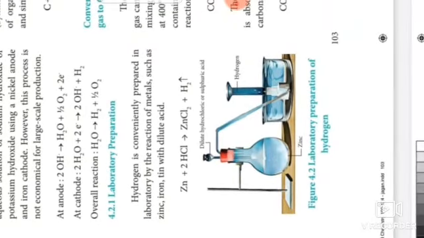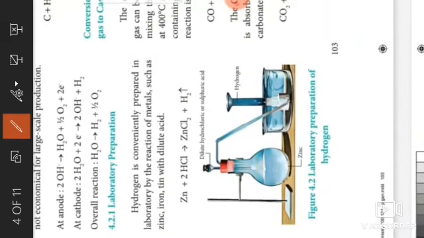Here is a round bottom flask. Pure water is taken, sodium hydroxide is added, and a nickel anode and an iron cathode are used. Electrolysis means a cathode and an anode will be present. However, the process is economical for large scale production. At the anode, the OH minus hydroxyl ion gives up electrons to form molecules, and the cathode gains that electron; overall, the water molecule is split. So that is the first method of preparation of hydrogen.